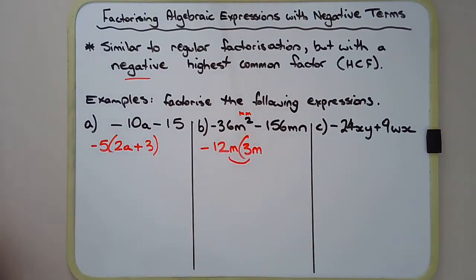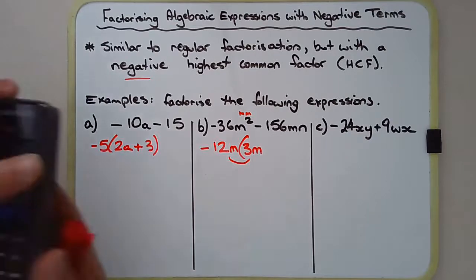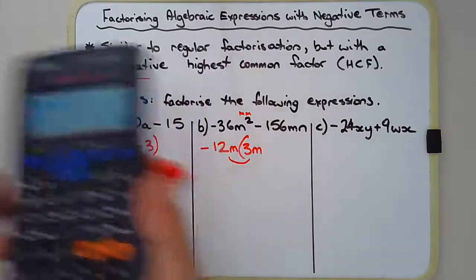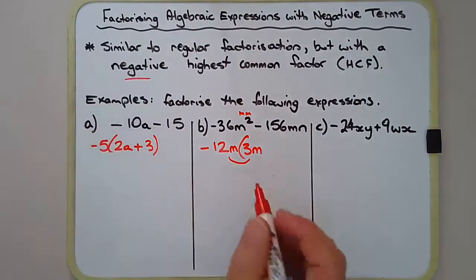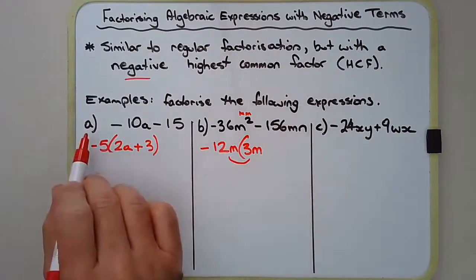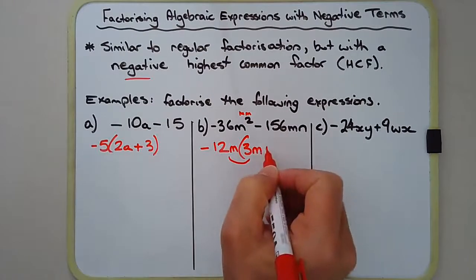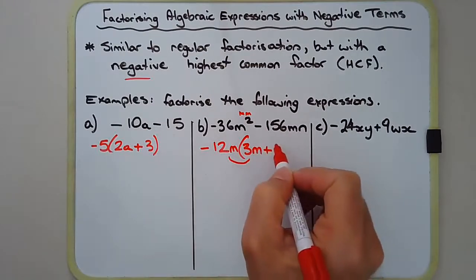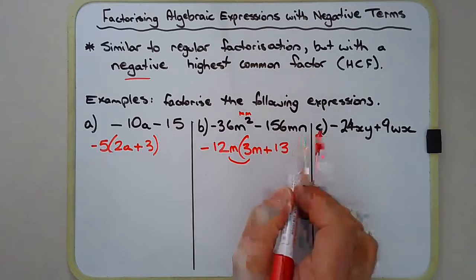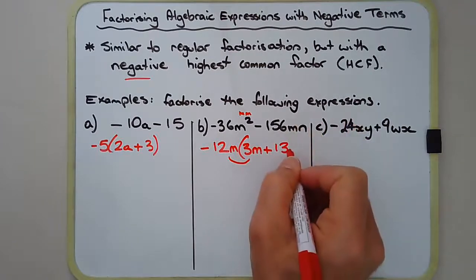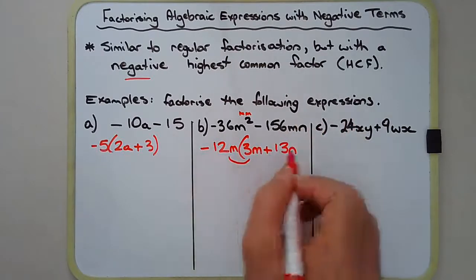So what about the 156? How many times does 12 go into 156? You can do that on your calculator. 156 divided by 12 goes 13 times. Now, just like part A, we need to put a plus sign this time, and it's going to be 13. Now we have an n, so that's not part of the highest common factor.